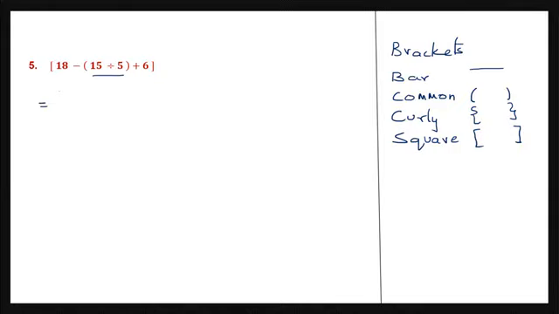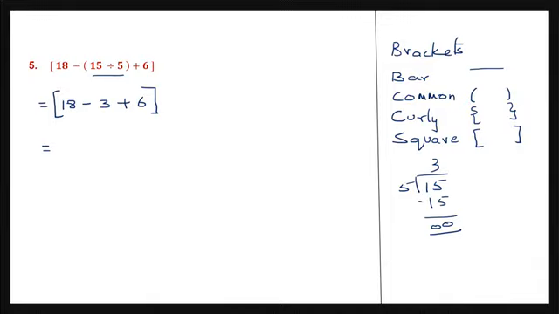So let's start. The square bracket remains as it is, minus, let's open the common bracket, 15 divided by 5. Divide 15 by 5. 5 threes are 15, so the answer is 3, isn't it? So 3 plus 6. Now, inside the square bracket, there are two operations, subtraction and addition. Which one should we do first? Addition. So let's add the numbers which have the plus sign.